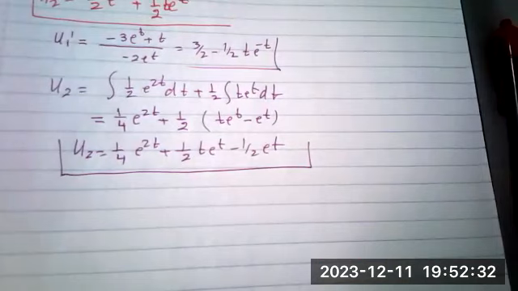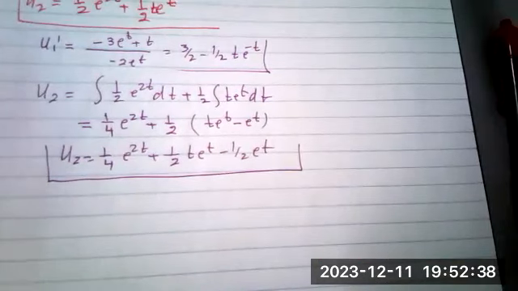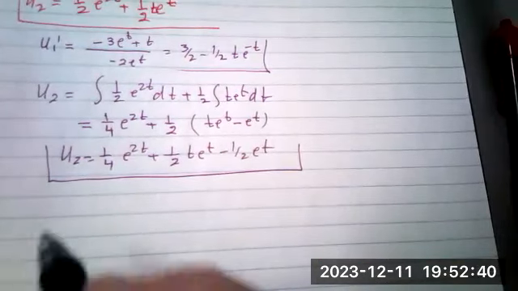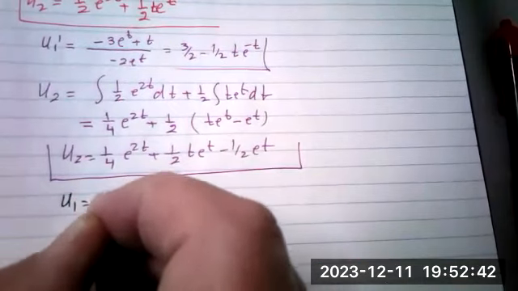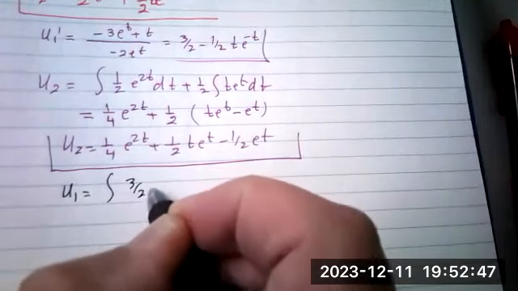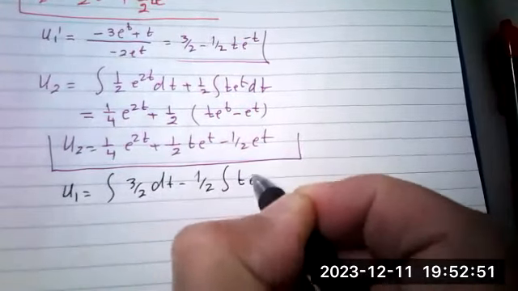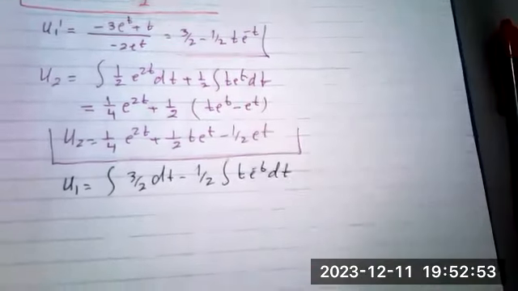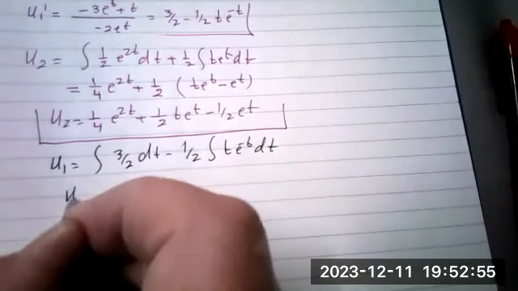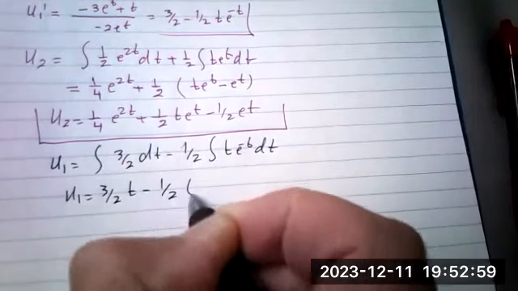You have to do the same thing for the U1. Okay, so what is going to be U1? So the U1 is going to be the integral of 3/2 dt minus 1/2 integral of t e to the negative t dt. So the U1 is 3/2 of t minus 1/2.